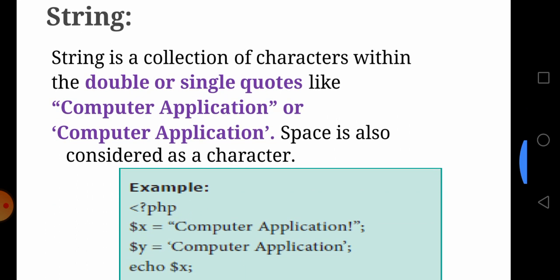So you people know very well. String is a collection of characters within double or single quotes. Important 1 mark question, children. Note down: string is a collection of characters within double or single quotes. Okay, so see the example, children.